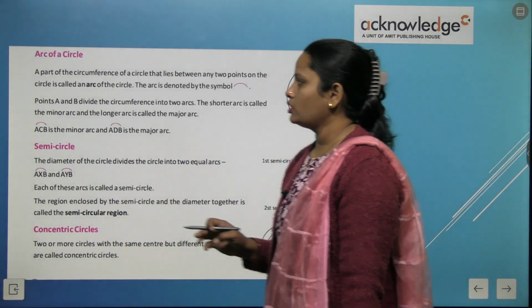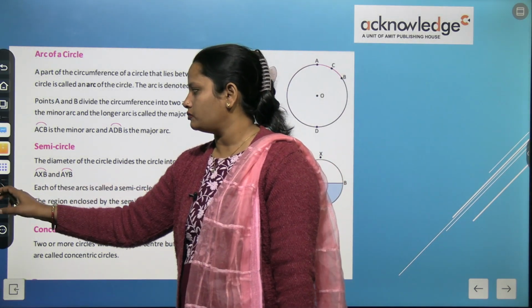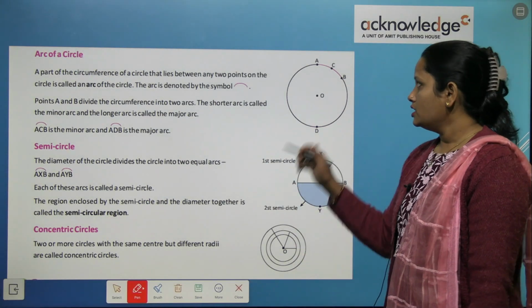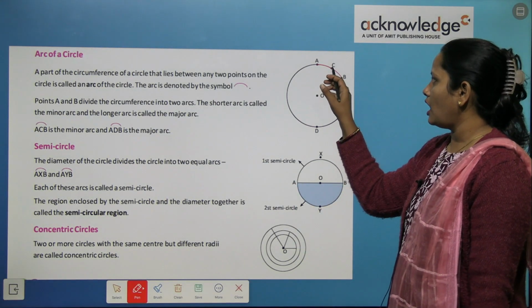What is arc of a circle? Arc क्या होता है? A part of the circumference of the circle. Circumference के एक part को हम arc कहते हैं.